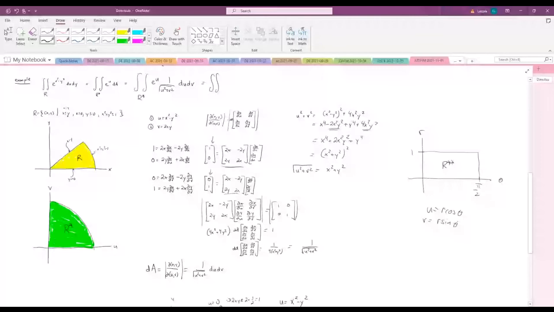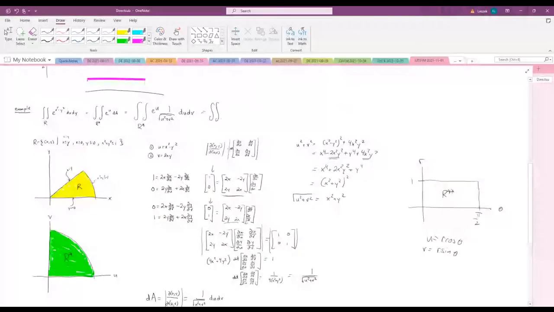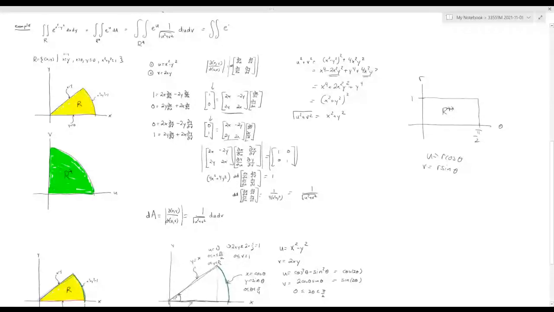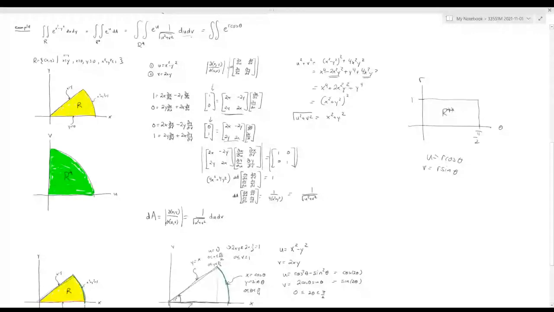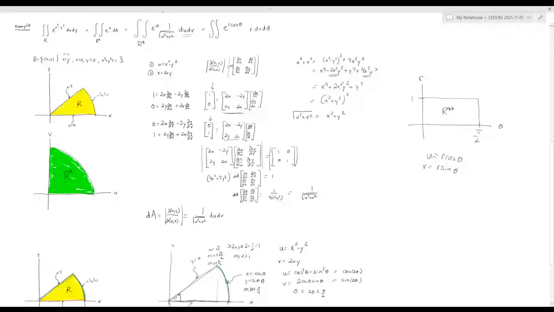So we have e to the r cosine theta for e to the u. And then we know the differential area element in polar coordinates is r dr d theta, and then 1 over r is the Jacobian factor, so the r's cancel.